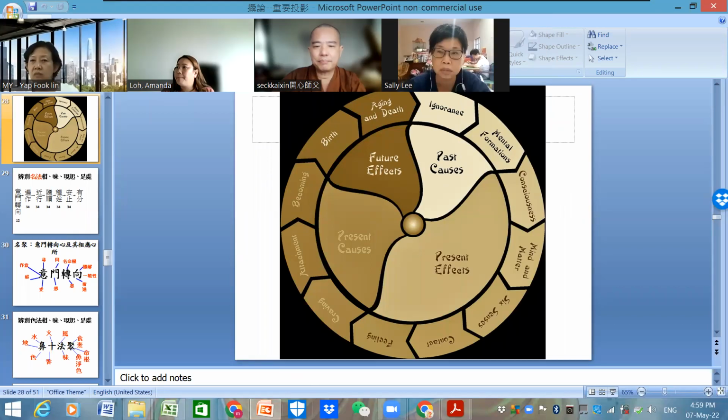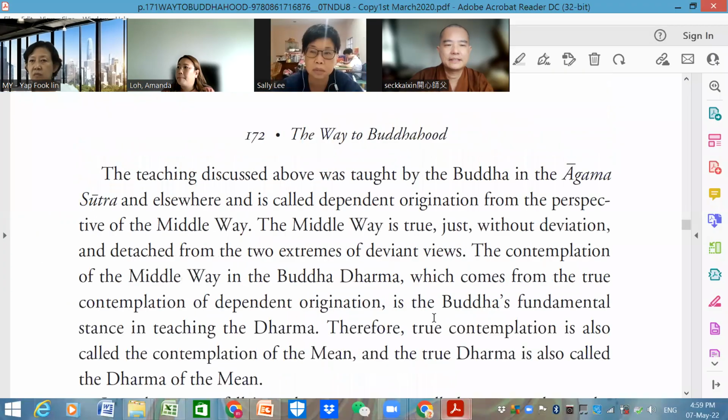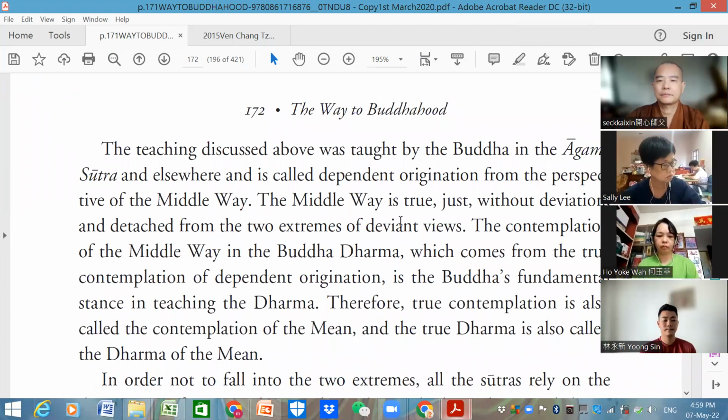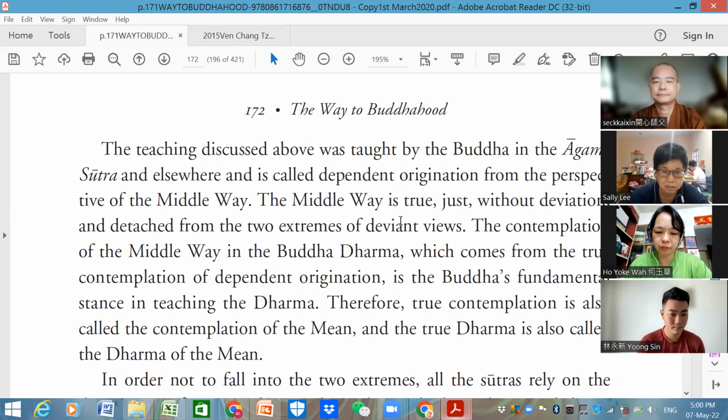Yes, Kam Ling, please proceed to the reading. You can lower your hand, please. Okay, the teaching. The teaching discussed above was taught by the Buddha in the Agama Sutra and elsewhere, and is called dependent origination from the perspective of the middle way. The middle way is true, just without deviation and detached from the two extremes of deviant views. The contemplation of the middle way is the Buddha Dharma, which comes from the true contemplation of dependent origination.